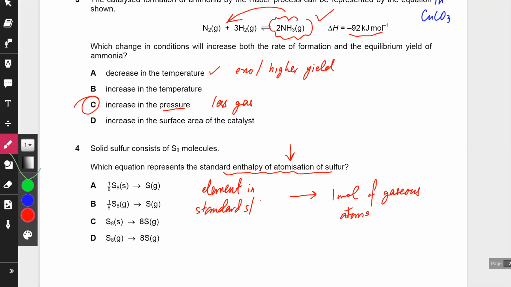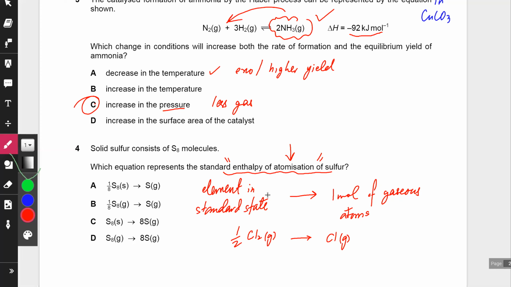So that is the standard enthalpy change of atomization: 1 mole of gaseous atoms are produced from the element in its standard state. For example, chlorine. 1 mole of gaseous chlorine atoms are produced from its element. What is the element in its standard state? It's Cl2, right? And it's gaseous. So if you want to keep this as 1 mole, this should be half Cl2. Is that clear? Yes, sir. Okay.